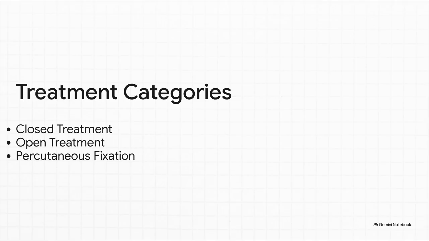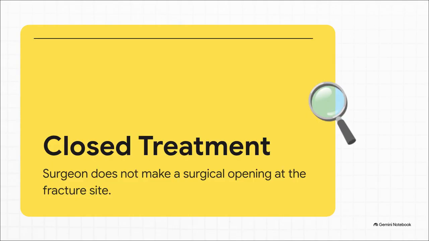So basically, every single fracture claim you ever process is going to route through one of these 3 buckets? Every single one, no exceptions. And it is based purely on the surgeon's entry method, nothing else. Okay, let's tackle the one that trips everyone up first, closed treatment. The formal definition says it's an intervention where the surgeon does not make a surgical opening at the fracture site. But people hear the word closed, and they immediately picture a gentle bandage wrap.